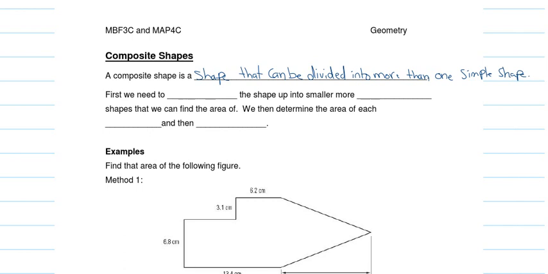First, we need to cut the shape up into smaller, more simple shapes. So we need to cut it. Remember how we were talking about the shape that we saw, where we were analyzing what kind of shapes make up that particular shape. So we cut the shape up into smaller, more simple shapes that we can find the area of. We then determine the area of each shape and then add or subtract.